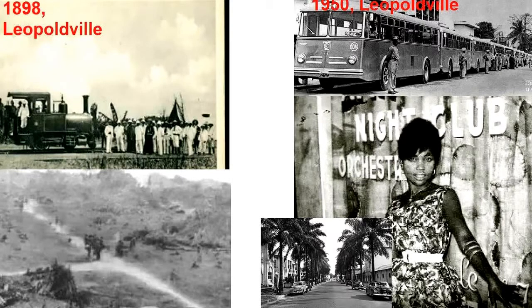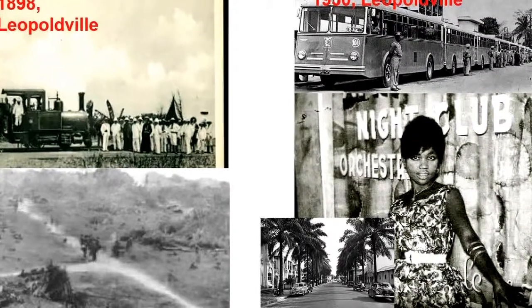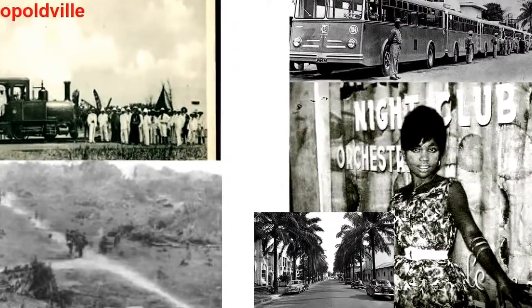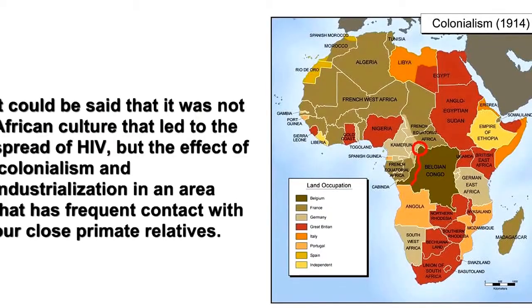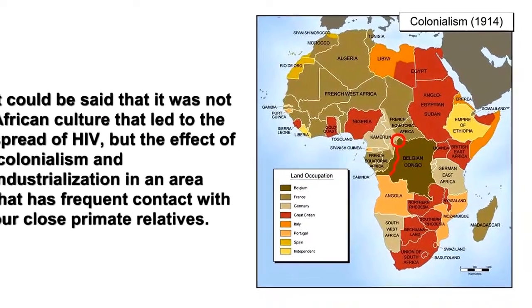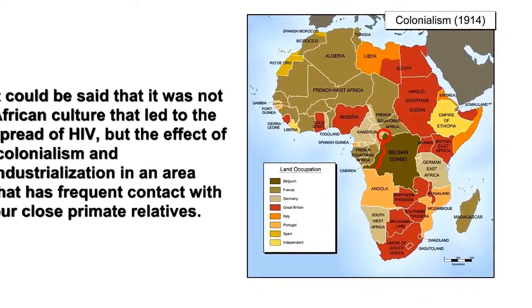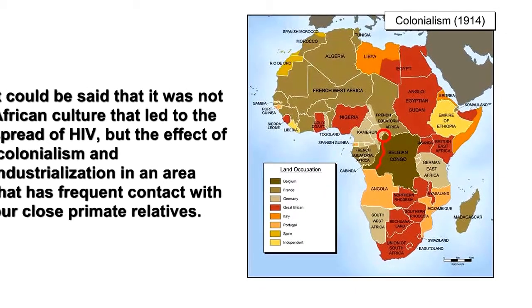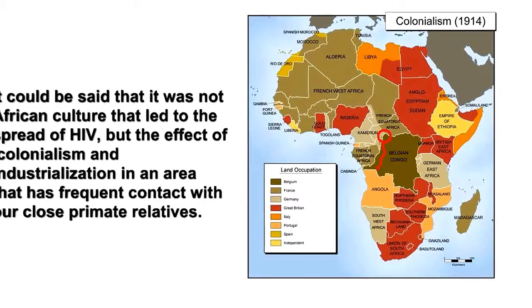They probably left their families and close communities behind, and many were no doubt lonely and isolated in this new cultural setting. It could be said that it was not African culture that led to the spread of HIV, but the effect of colonialism and industrialization in an area that had frequent contact with our close primate relatives.